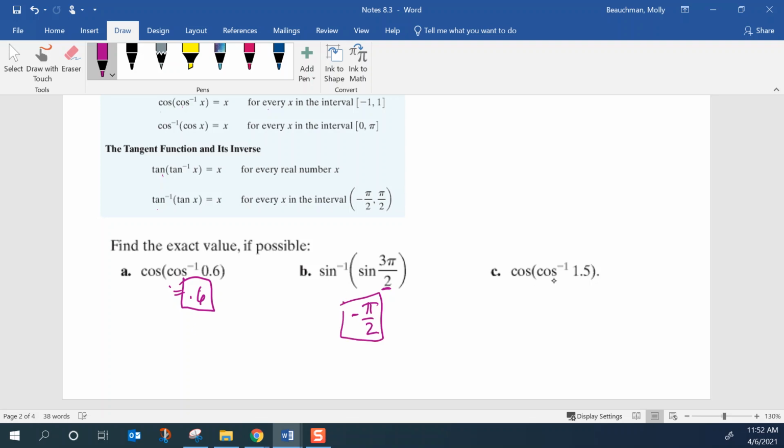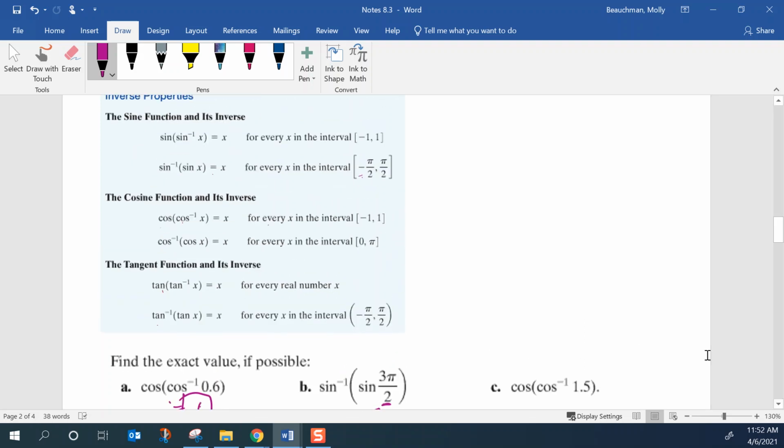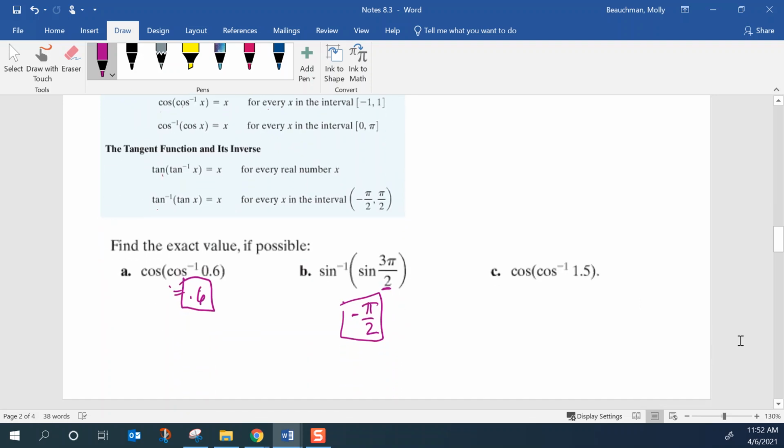Then cosine of the inverse cosine of 1.5 would equal 1.5, except cosine of the inverse cosine only works for every x in the interval negative 1 to 1. 1.5 is above that interval. It's not in the correct domain. You have to have between negative 1 and 1. So this does not exist.